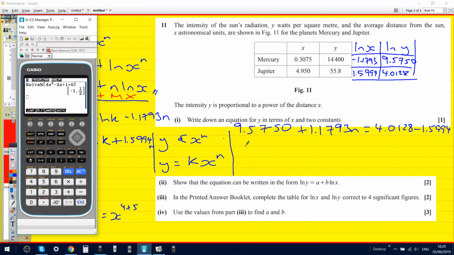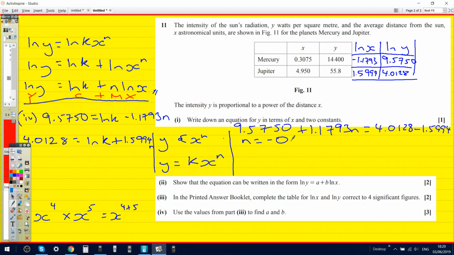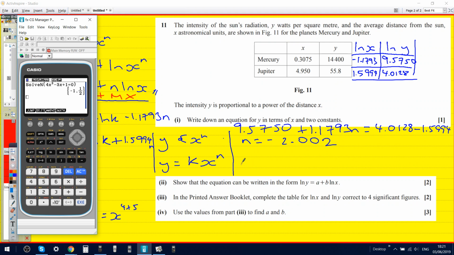For which one? For N? N equals minus 2.2. Oh, you'll have to remind me. How do I get this solver? Oh, so you click option, that's it, and then calculate, and then it's solve N. That's it. Yeah.